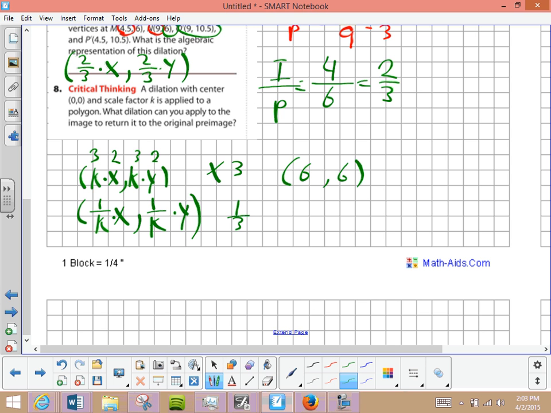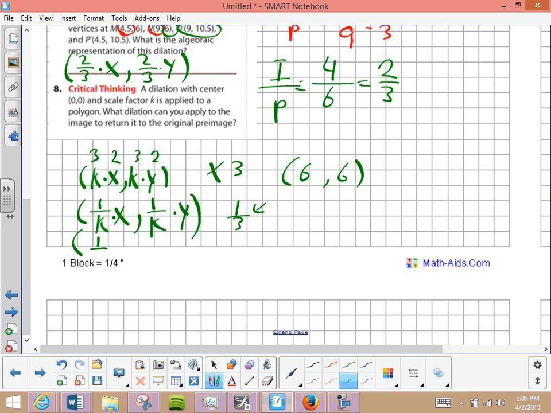How do I get from 6, 6 back to 2, 2? Do we divide by the scale factor? We multiply by it, right? What do you have to multiply by to get back to it? By 1/3, right? By the fraction. Basically that 3, but flip it into a fraction. So you multiply 6 by 1/3, and you get back to 2. And 6 by 1/3, you get back to 2.